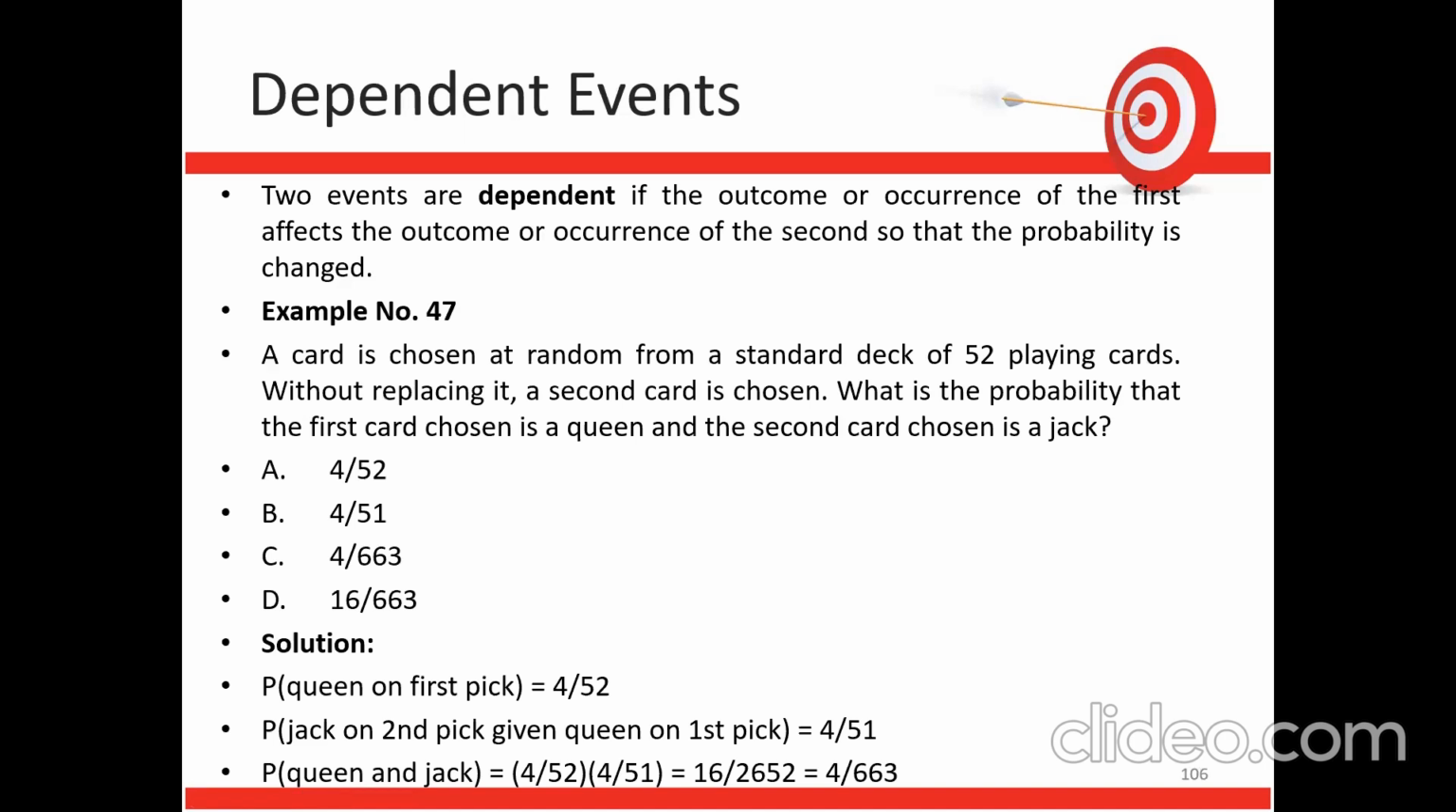So first, probability of queen on first pick is 4/52. Apat yung queen. So 52 yung cards. Probability of jack on the second pick given a queen on first pick. So apat yung jack. So natitira mo dun is 51 kasi kinuha mo yung isang peraso. So probability of queen and jack, so i-multiply mo na siya. 4/52 times 4/51 is 16/2652 or 4/663. Okay? Nagets niya. Okay.